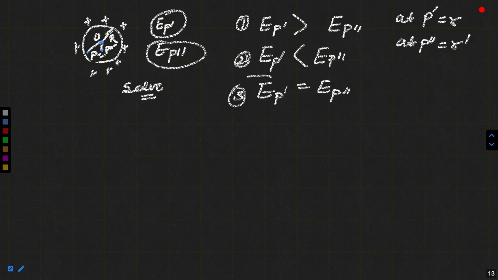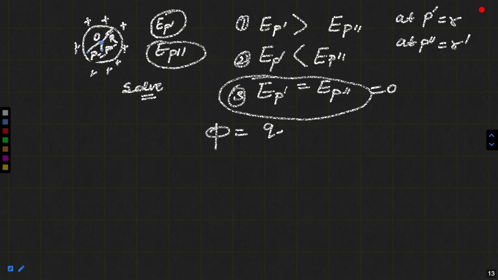The answer is the third one. Why? Because the electric field inside this thin spherical cell will be 0 according to Gauss law, because according to Gauss law, flux is the total charge enclosed by the closed surface divided by epsilon naught. The total charge enclosed by this closed thin spherical cell is equal to 0. That's why phi is equal to 0 and E is equal to 0. So in both cases the value of E is equal to 0. Clear?